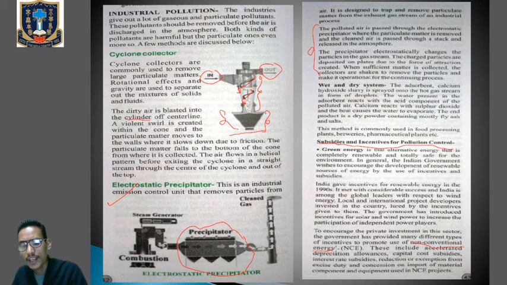So this includes accelerated depreciation allowances, capital cost subsidies, interest rate subsidies, reduction or exemption from excise duty, and concession on import of material, components and equipment used in NCE projects. So the government gives full support for the development of those non-conventional sources of energy.